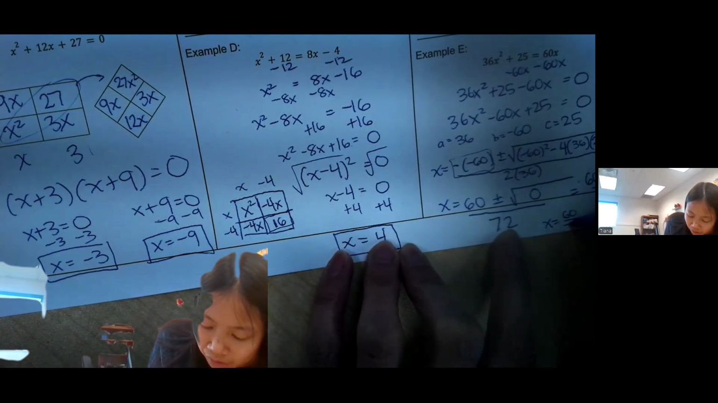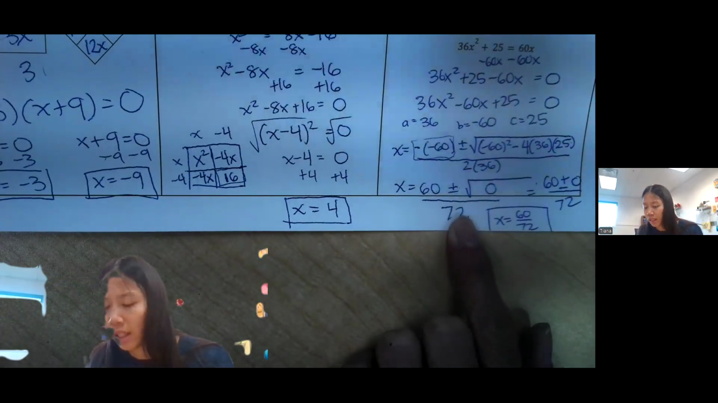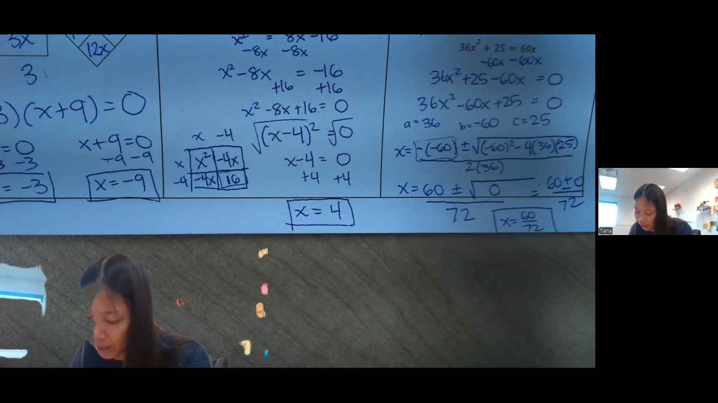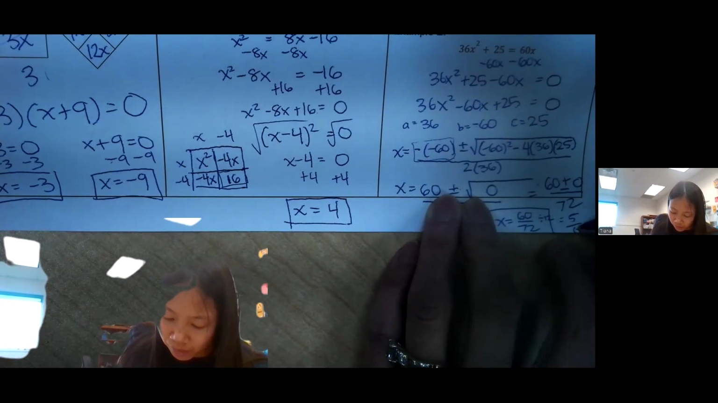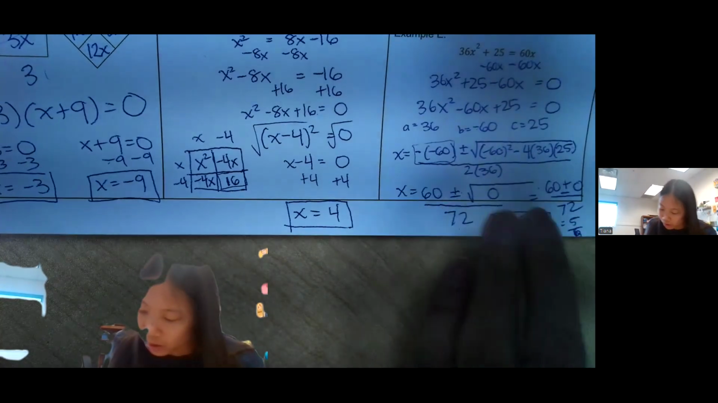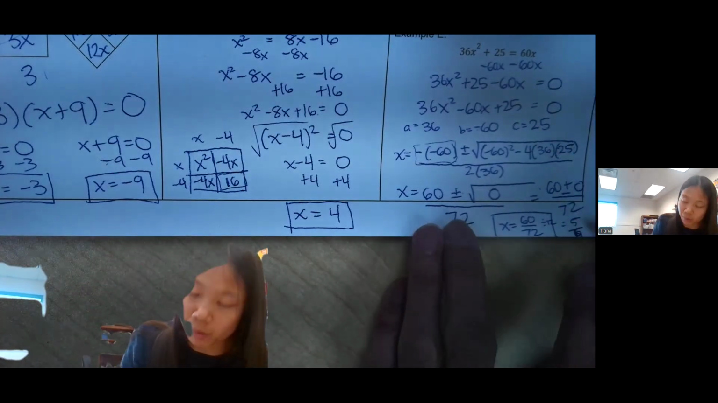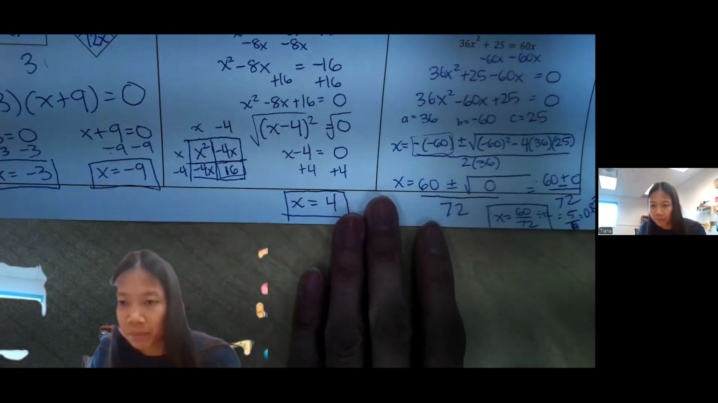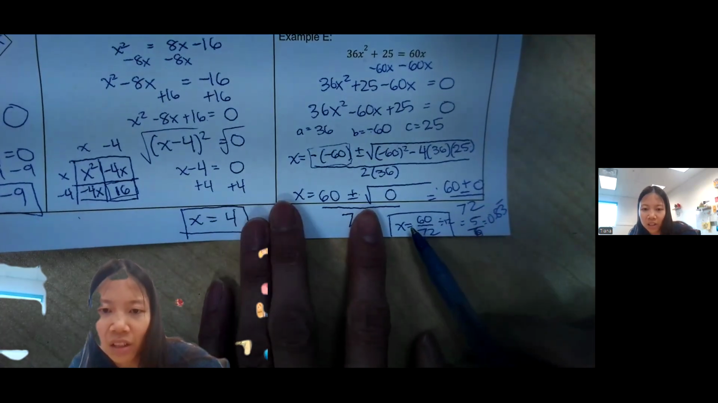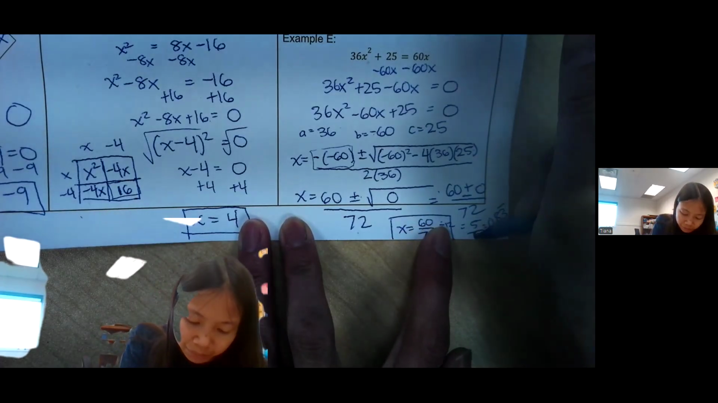X equals 60 over 72. You can leave it as that. You could also simplify your fraction if you wanted to. I think if you divided both of them by 12, you would get 5/6, which is the same as 0.833 repeating. So there's a couple different representations you can do here. You could do 60 over 72 or 5/6 or 0.83 repeating.